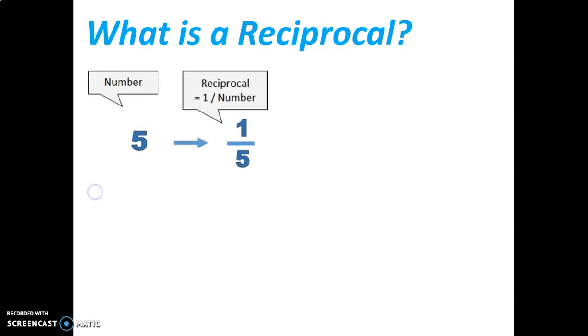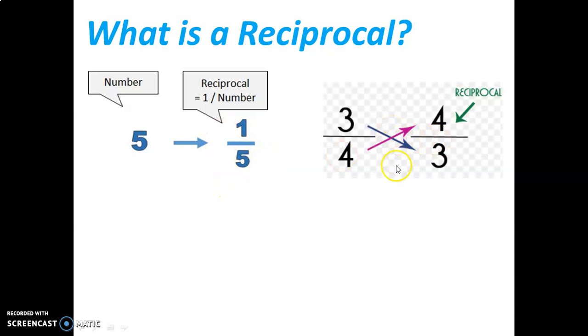First of all, let's begin with what is a reciprocal? Here's an example of a reciprocal. Here's a number. If you take that number and write 1 over that number, we get what is called a reciprocal. Here's another example of a reciprocal. We had a fraction that began as 3/4. The reciprocal of that is 4/3. You just flip the fraction over.